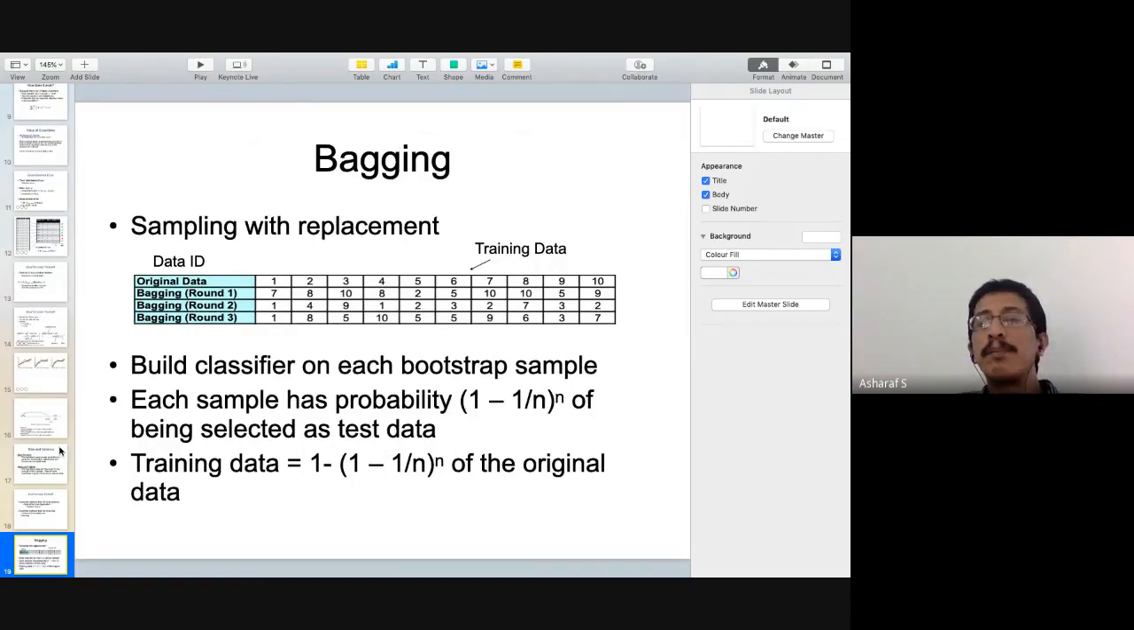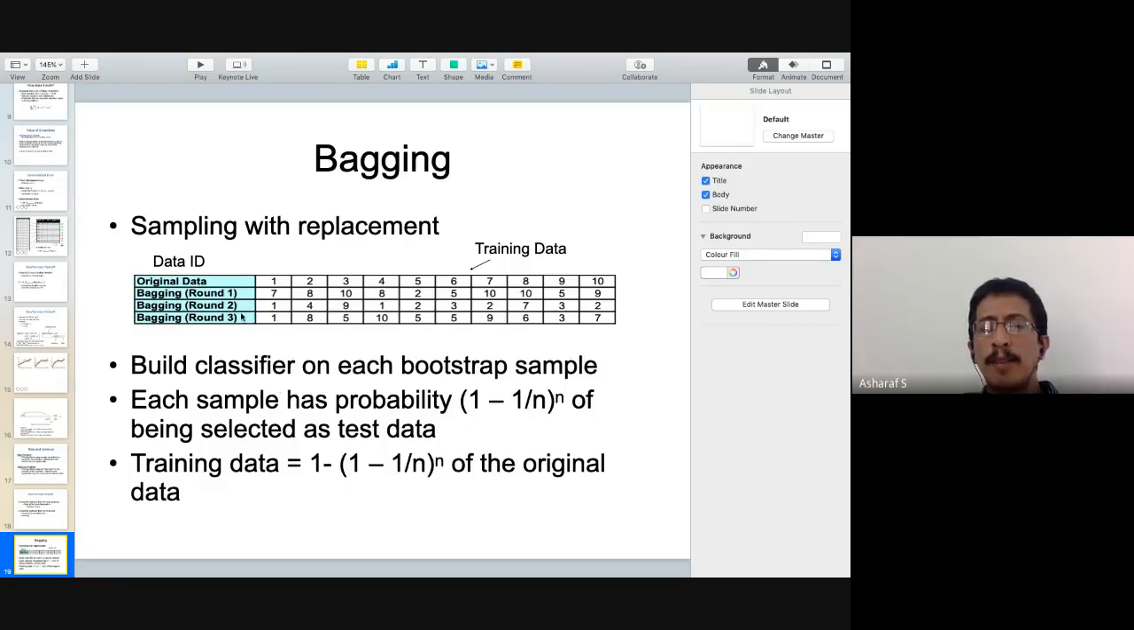Bagging is very simple: sampling with replacement. You have the original data, say 10 data points. In bagging round one, I can sample from the 10 points. For the first data set D1, I got 7, then 8, then 10, and 8 can again participate. So this is sampling with replacement. I stop the sampling when I have 10 points. This is the second one. The third one, I can do the same.